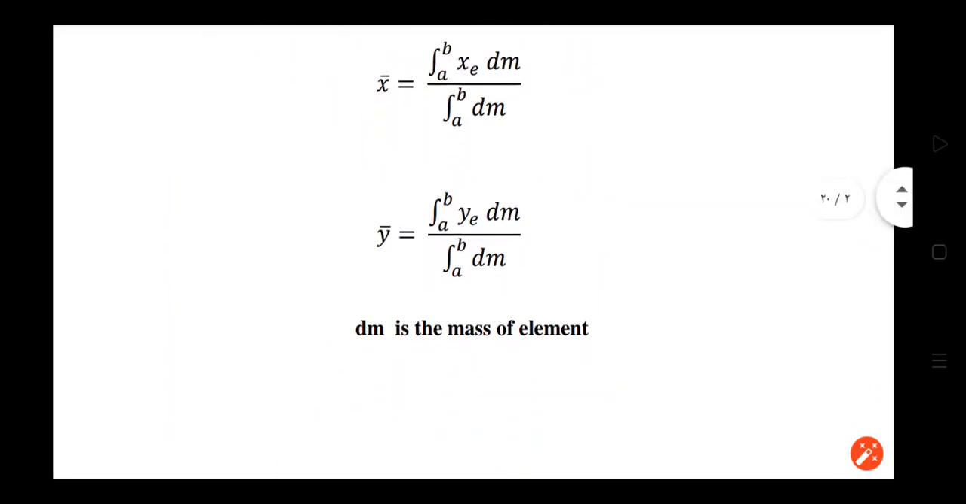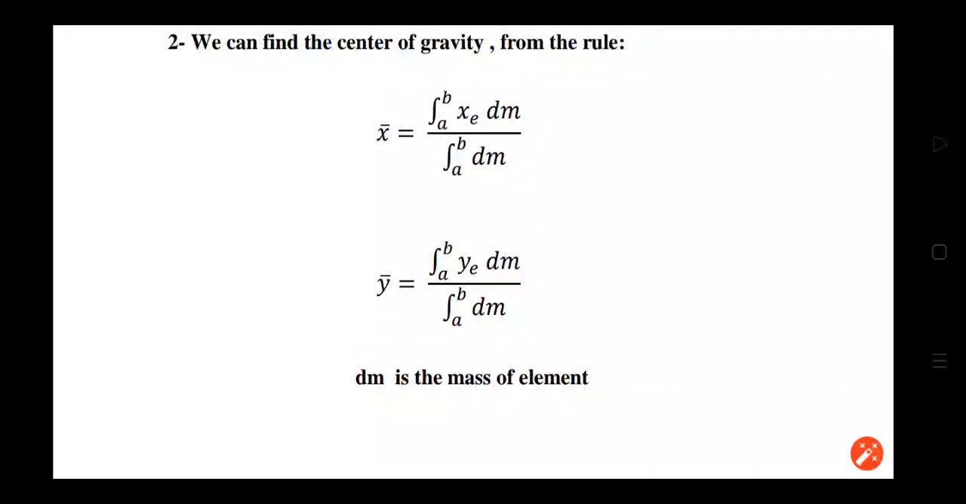Now, to find x bar and y bar, we should have the values of x_e and y_e, the value of dm or the expression for dm, and the values of a and b, the limits of integration.